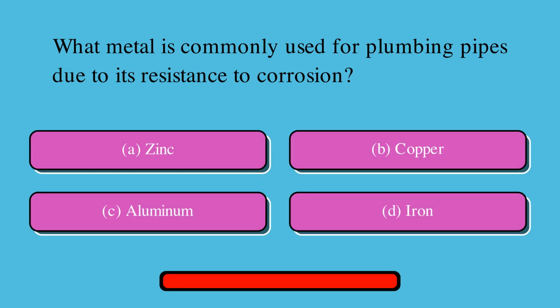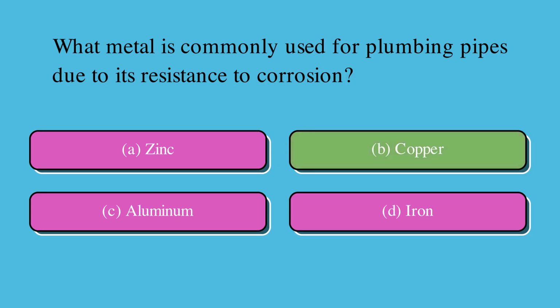Which metal is commonly used for plumbing pipes due to its resistance to corrosion? Is it A. zinc or B. copper or C. aluminum or D. iron? The correct answer is B. copper.